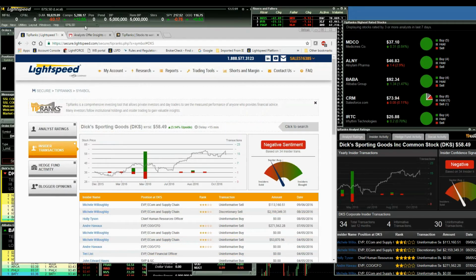Great. And guys, please realize these are features that are now included with your Lightspeed trading account, so there is no additional cost for this. These are tools that we are providing to give you up-to-date functionality and information as best we can. And we feel TipRanks is a great way to provide this information.